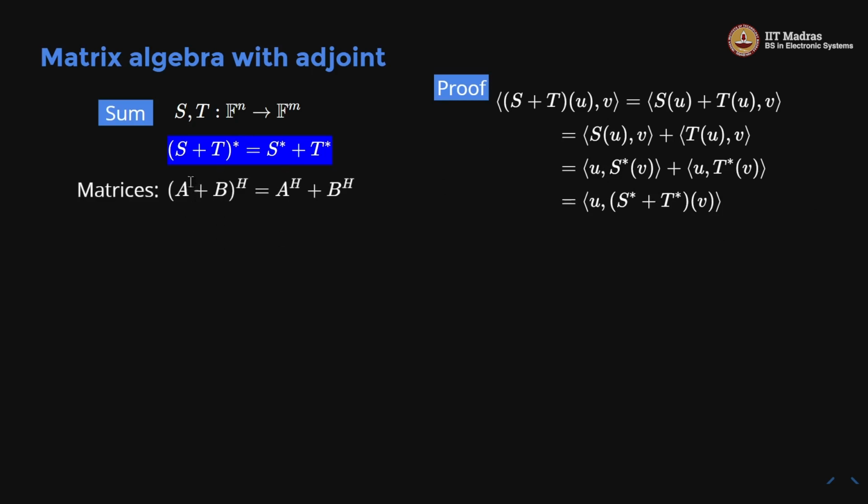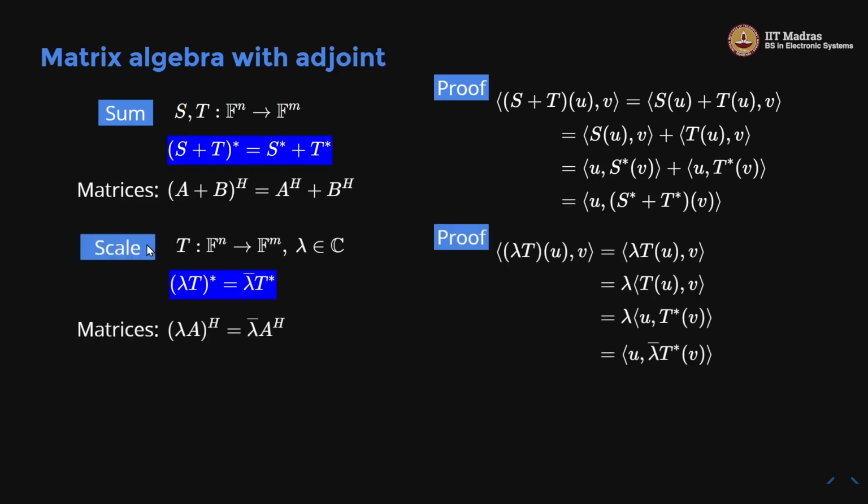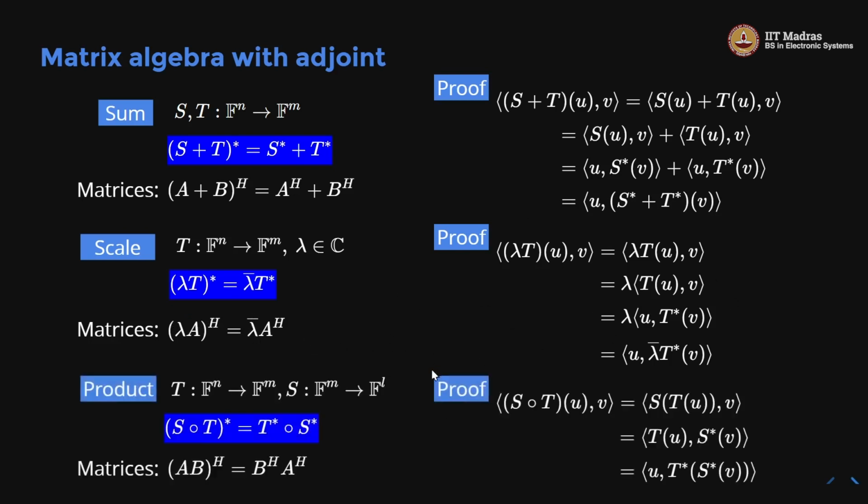So in terms of matrices, what this means is (A plus B) Hermitian is A Hermitian plus B Hermitian. It's a very obvious property that you can prove very easily. Scaling is slightly different, because if you do lambda T and then you do adjoint, you will get lambda bar times T adjoint. In a lambda A Hermitian, you're conjugating each thing, so the conjugate, lambda bar, will multiply A Hermitian. The proof is also here. I'm not going to go through it. You can see it.